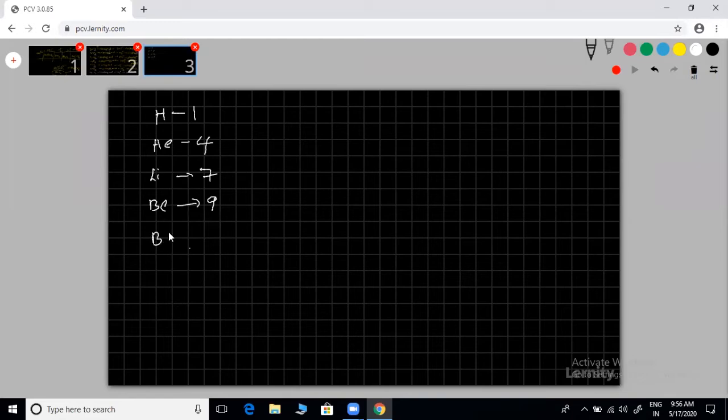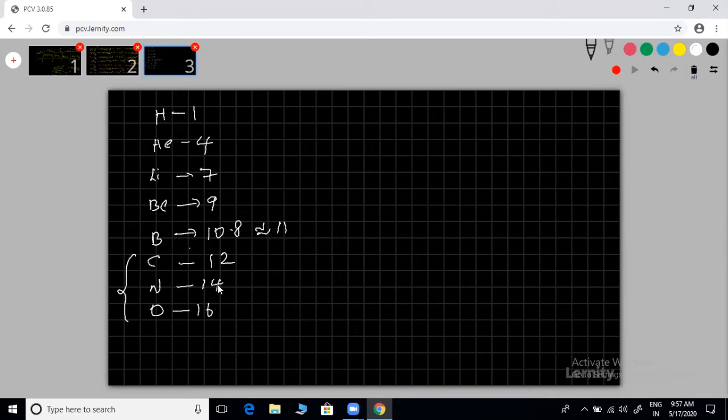Beryllium, next boron, approximately 10.8 but you can take 11, though 10.8 is also considerable. After that, carbon 12. These are the approximate values we are going to use for problem solving. If you remember the exact value, like 6.9 for lithium, you can use it, no issue. Nitrogen 14, oxygen 16. By multiplying the atomic number by 2 we will get these values.